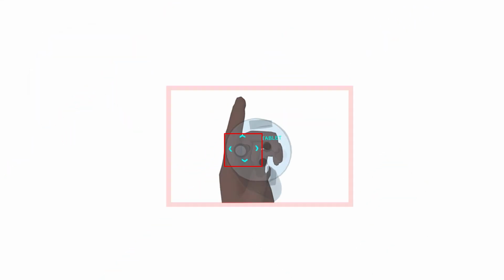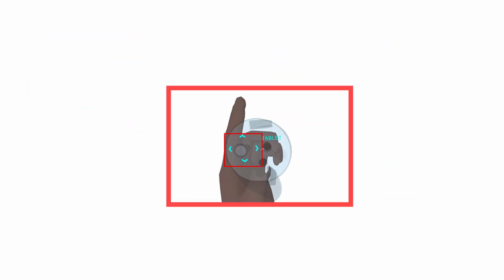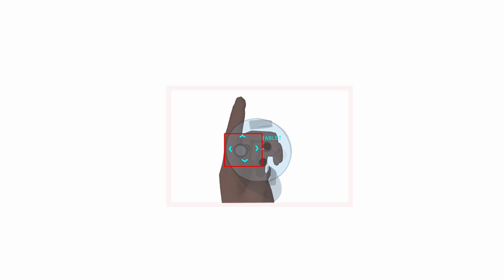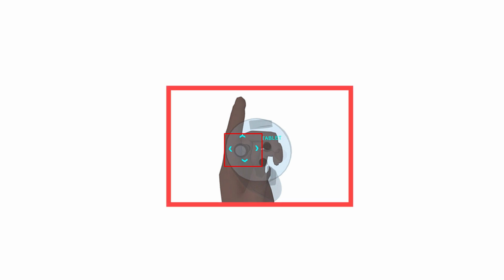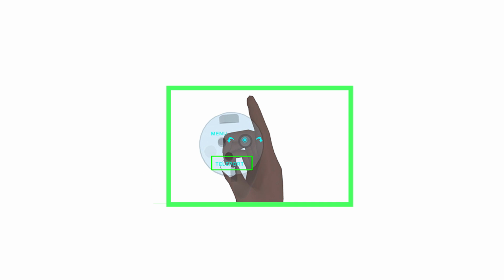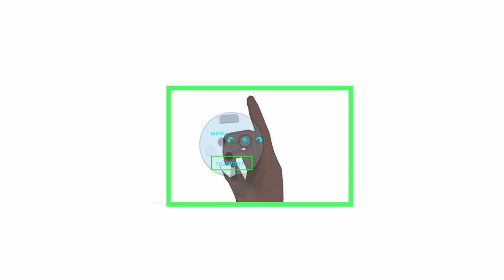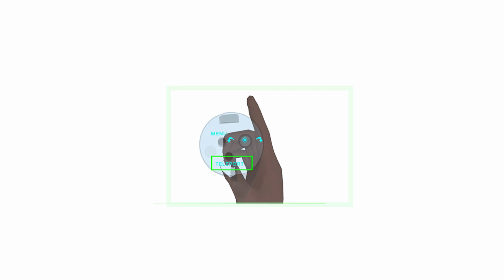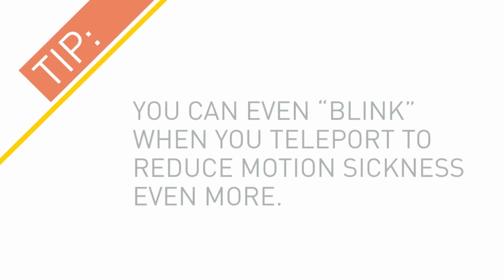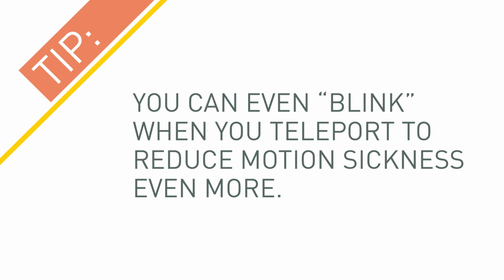4. Teleport instead of walking. Walking with a controller can also create a disconnect with your brain. After all, you are not really walking, but in VR, it looks like you are. Regardless of what your eyes are seeing, your inner ear can also feel that you are not walking. Try to teleport instead, which transports you from a spot to a new spot without walking. Many popular apps in the Oculus Store offer these types of comfort settings that allow you to adjust how you turn and move in VR. Tip: you can even blink when you teleport to reduce motion sickness even more.